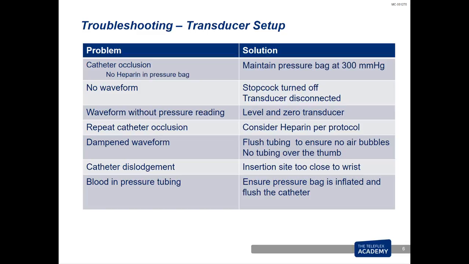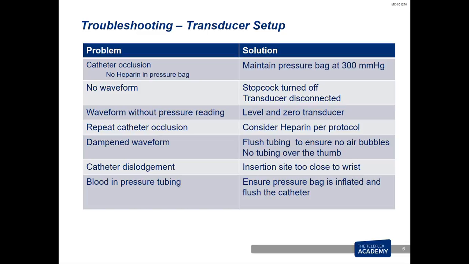So if the problem is you have no waveform showing on your monitor, you really need to take from the arterial catheter back. 1, you're going to assess your patient, because if there's no waveform, do they have a blood pressure? Then you're going to look at the stopcocks to make sure they're all in the turned on position and they're not inadvertently turned off. Lastly, you're going to look to make sure that the pressure transducer wasn't inadvertently disconnected from the monitor.